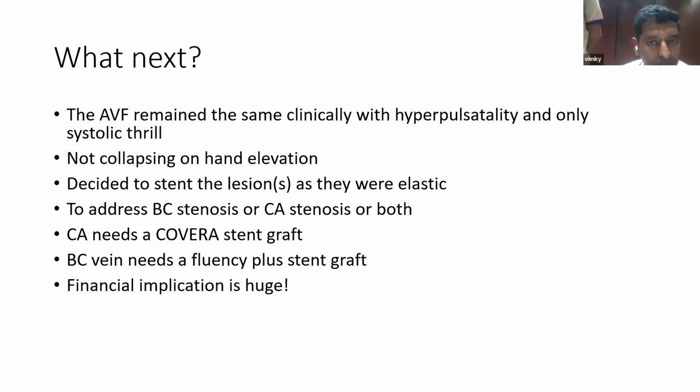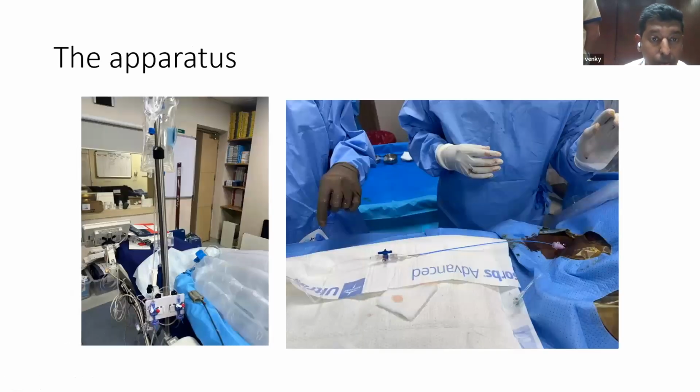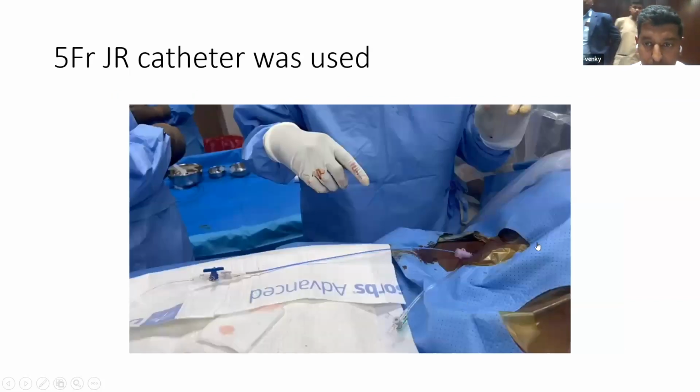If you are really confused, that is when we thought of using this particular technique. We wanted to monitor the pressures across the lesion to decide what to do. This is nothing but an arterial pressure monitoring device. It is the same as we would have seen in the ICU, wherein you do a radial puncture and connect that to the pressure transducer and read the pressure on the monitor. This is a different patient though. You can see a sheath in the femoral vein and a 5-French JR catheter inside the sheath. The outer end of the JR is connected to the extension, which in turn is connected to the pressure transducer.